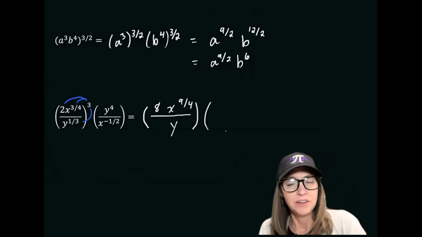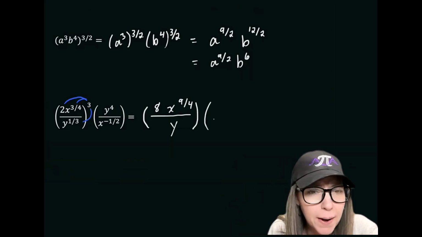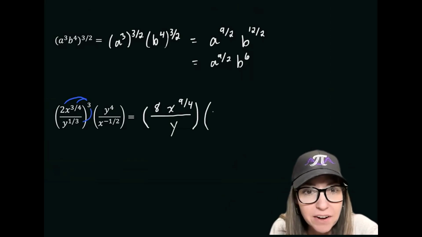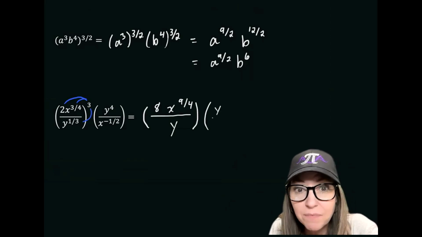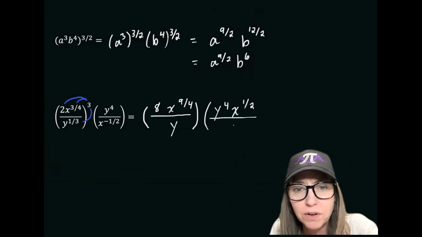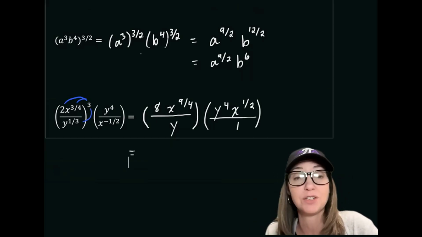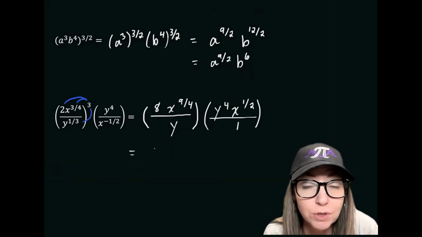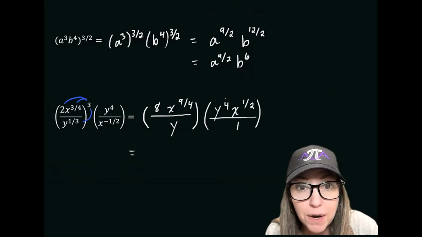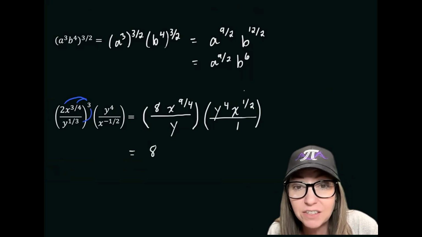Now you could bring the x to the -1/2 up to the numerator, or you can leave it. It really doesn't matter. I think I'll go ahead and bring it up. So we'll have y to the 4th times x to the +1/2. You can put it over 1 if you want, or not. Either way, same thing. Now we're multiplying fractions, so we multiply those numerators together and multiply the denominators. Multiplying numerators, the only constant we have is 8. I have x to the 9/4 times this x to the 1/2.